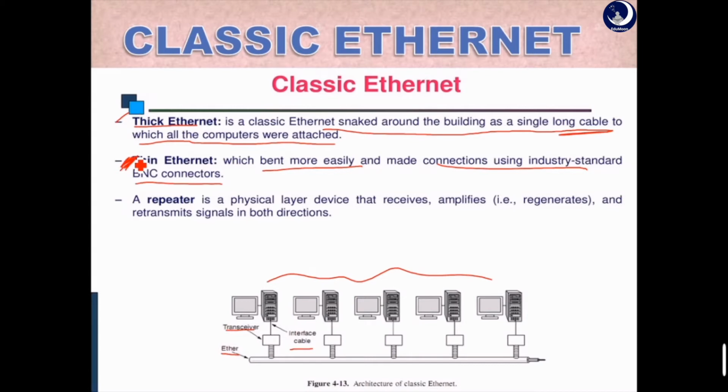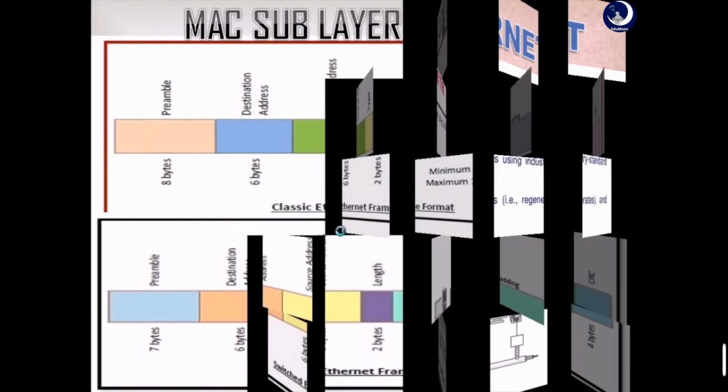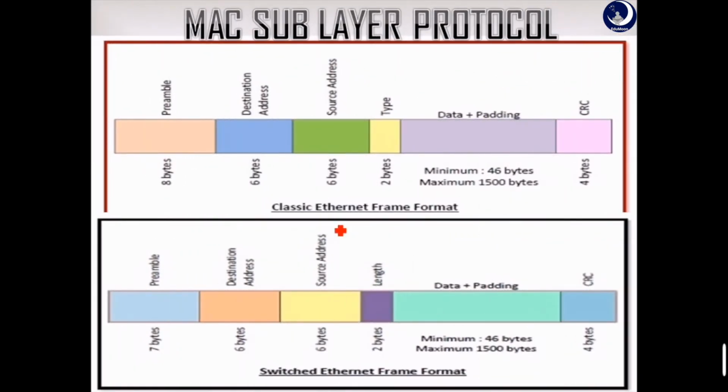Now what are repeaters? A repeater is a physical layer device which receives, amplifies and retransmits the signal in both the directions. Now let's see the MAC sublayer protocol. First is the classic Ethernet frame protocol and next is the switched Ethernet frame format. Both are almost similar. So let's take a look at each piece.